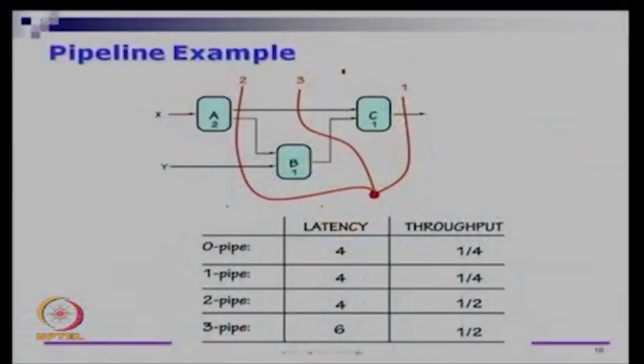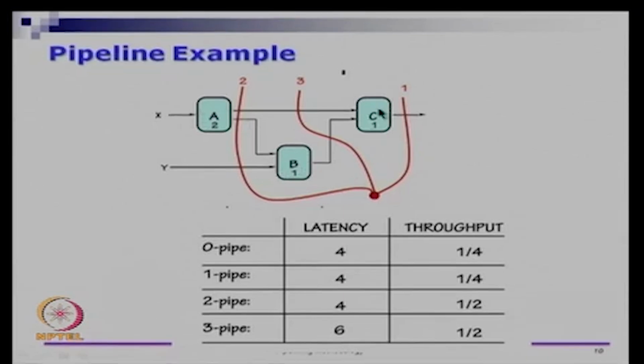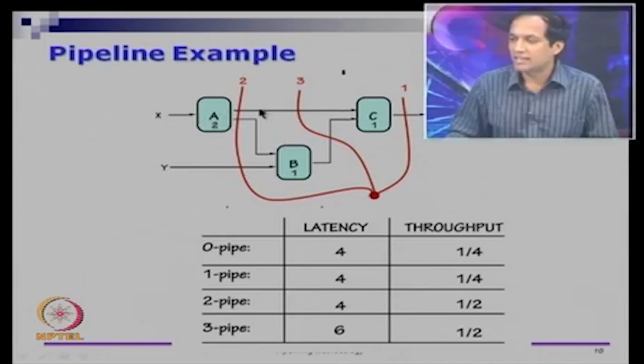So, let us take this other example. We have another example with A, B and C, and let us assume that these lines are not there to begin with. If I do a 0 stage pipeline, then 2 plus 1 is 3 time units through the path AC, X will take 2 plus 1 plus 1 to go through the path ABC, and Y will take 1 plus 1, so it is 2. The worst case for Y to go to the output is 2, X to go to the output on this path is 3, on this path is 4.